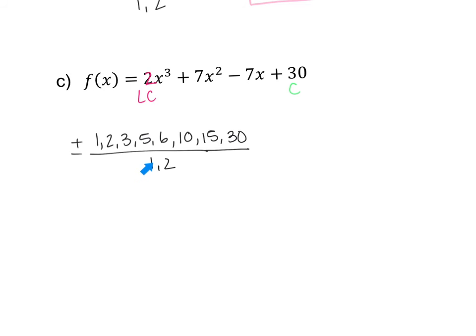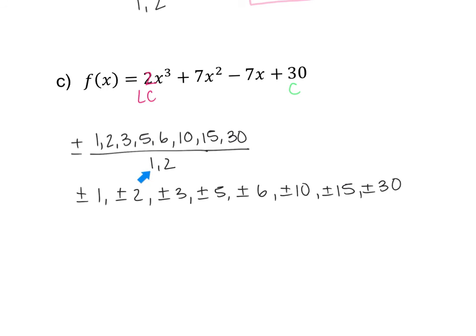So first, let me divide everything by 1, because that would just be itself. So 1 divided by 1 is 1. 2 divided by 1 is 2. So plus and minus 1, plus and minus 2, plus and minus 3. I'm just dividing by 1 first. Plus and minus 6, plus and minus 10, plus and minus 15, plus and minus 30.